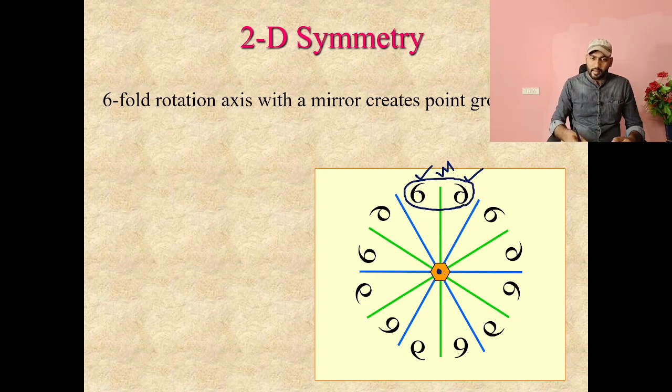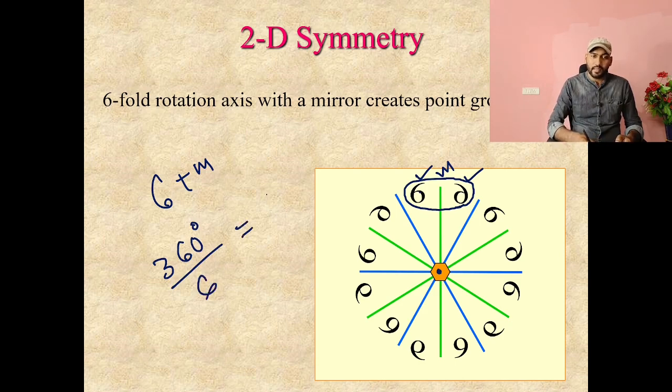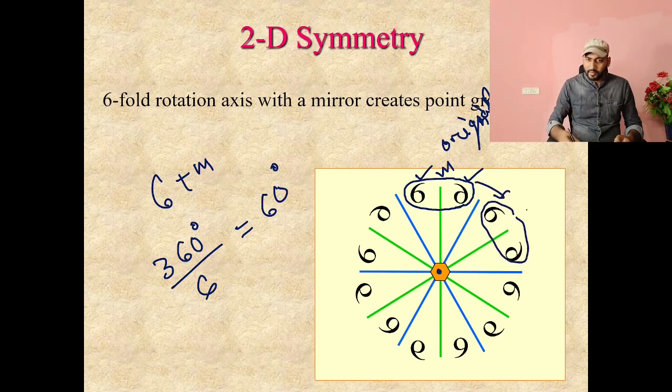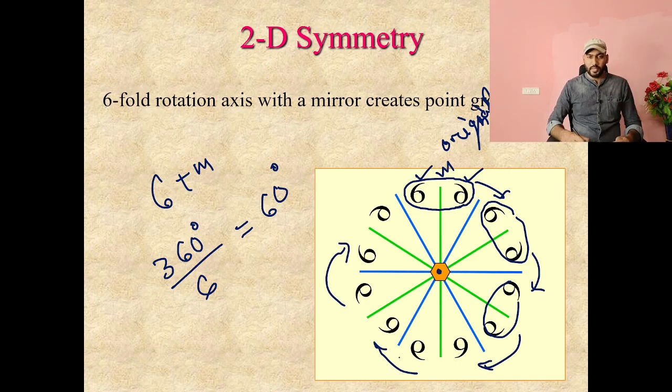Okay. Now we start with 6 plus M: a center sixfold rotation and one mirror. Because of one mirror, 6 becomes D. Now this is one unit. This one unit has to repeat 6 times. In 360-degree rotation, it has to repeat 6 times, meaning after each 60-degree rotation, it has to repeat. This is the original, the first one. Then after 60 degrees it will be repeated, another 60 degrees it will be repeated, then another 60, another 60. Like that, it will repeat 6 times.